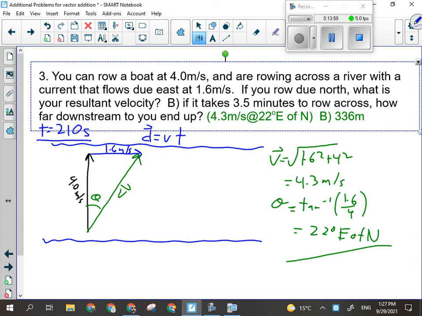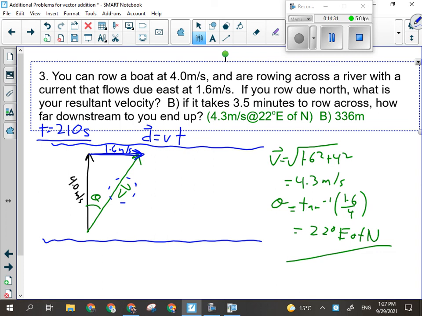A very common mistake is for people to use this V, because they've put all this effort into calculating it. They figure it can't just be done, I must have to use it again. But the answer is no, you don't. If it wants to know how far downstream you go, you've got to use a vector that actually points downstream. This green vector is your resultant. It points a little across and a little downstream, but not downstream. So I can only use vectors that match the direction I'm being asked for.